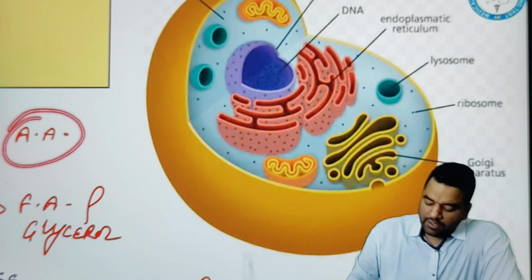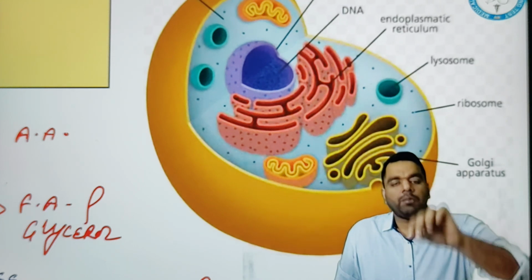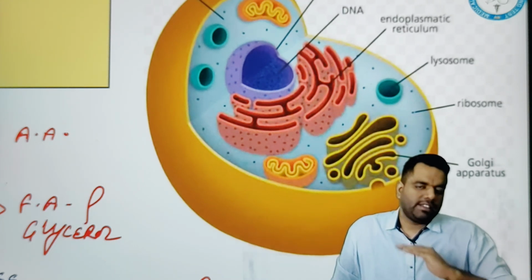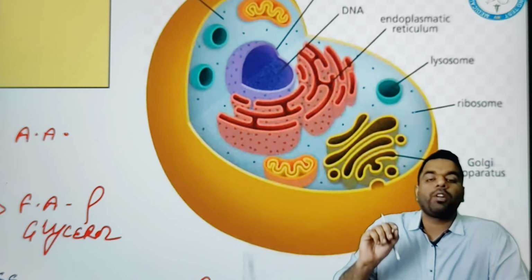This amino acid will go near to the endoplasmic reticulum. This endoplasmic reticulum is divided into two, the smooth and the rough. Rough because there is the presence of the ribosome, and these ribosomes are granule-like structures, so that's why this endoplasmic reticulum becomes rough in structure, so it is called rough endoplasmic reticulum.